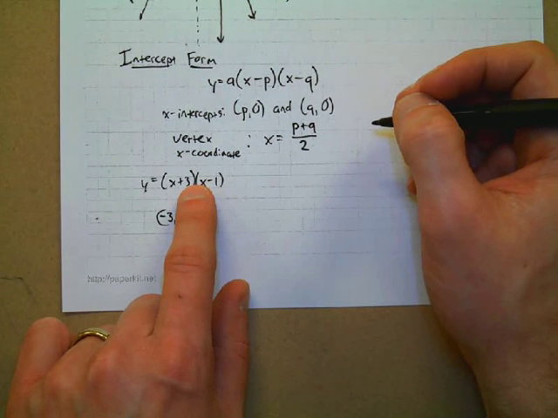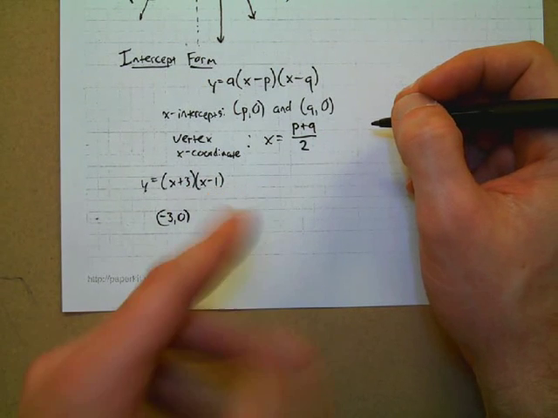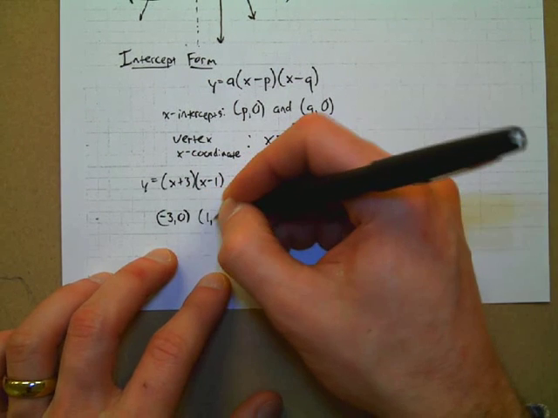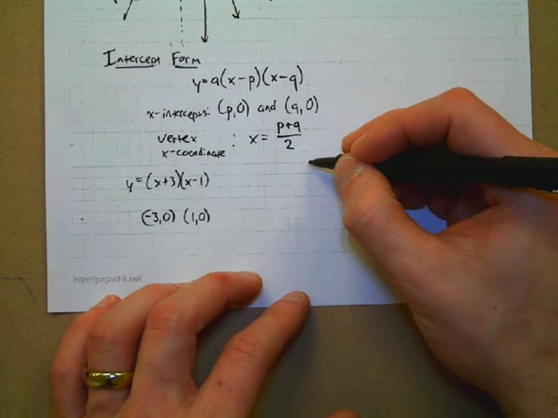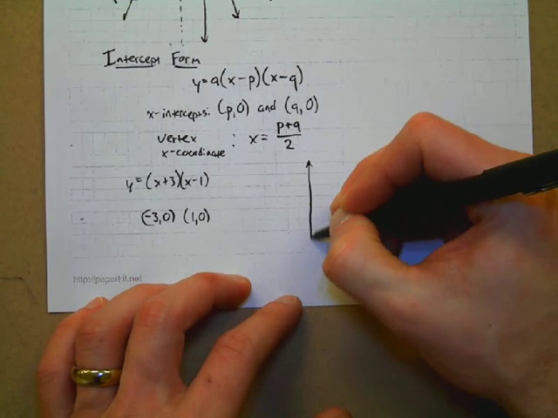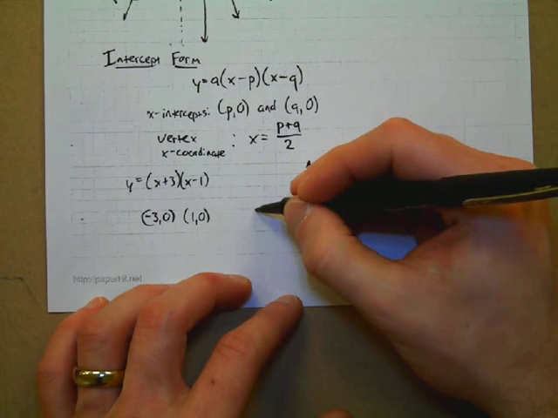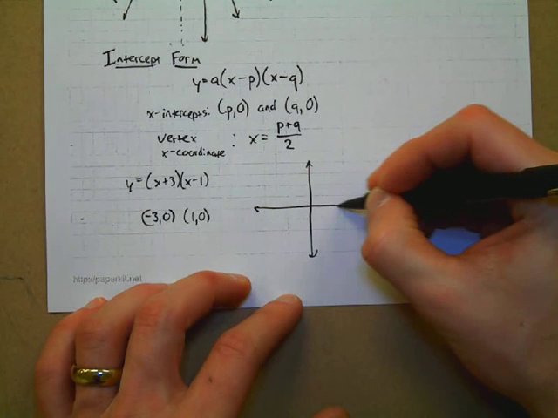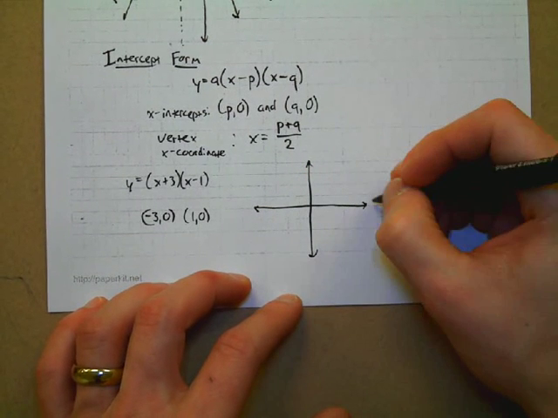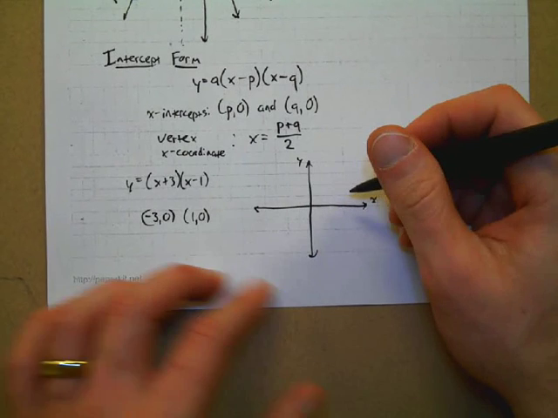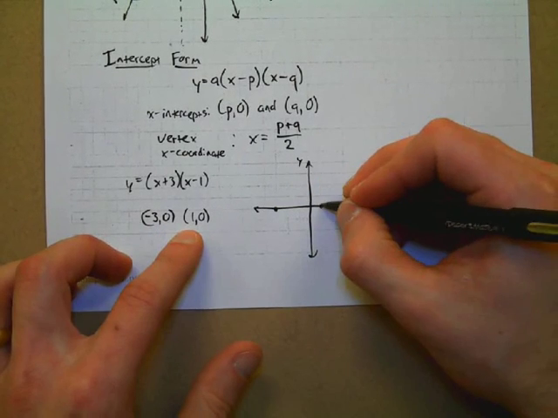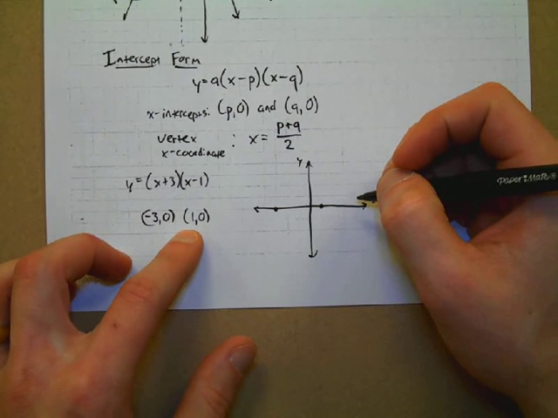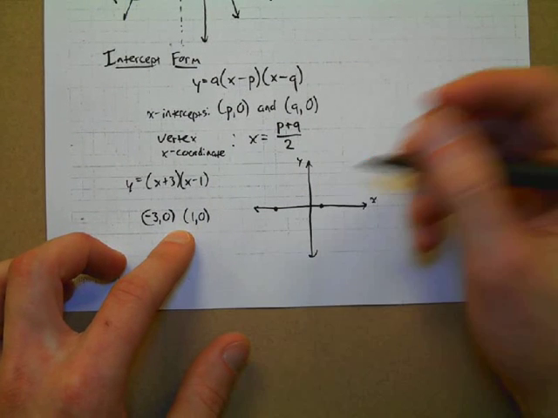All right, negative 3, 0, 1, 2, 3, and then 1, 0 right there. Again, they're x-intercepts, right? So they're on the x-axis. The vertex: we're going to do negative 3 plus 1 over 2. So negative 3 plus 1 is negative 2 over 2, which is then just negative 1. So the axis of symmetry, that vertex, is going to be somewhere along this point, negative 1.